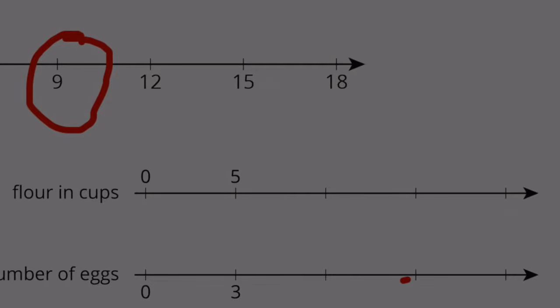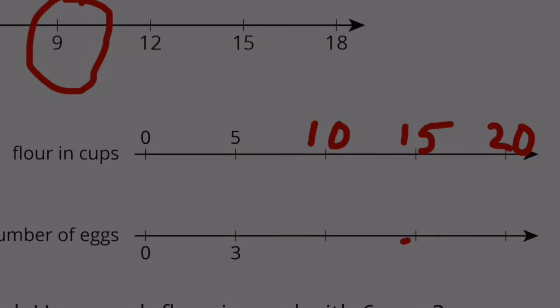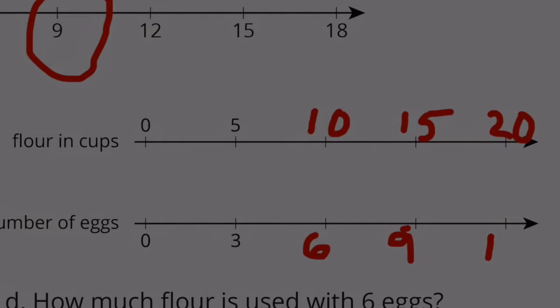For one batch, you need 5 cups of flour. So I'm just going to count by 5s. 5, 10, 15, and 20. For eggs, you need 3 for one batch. So I'm going to count by 3. 3, 6, 9, and 12.